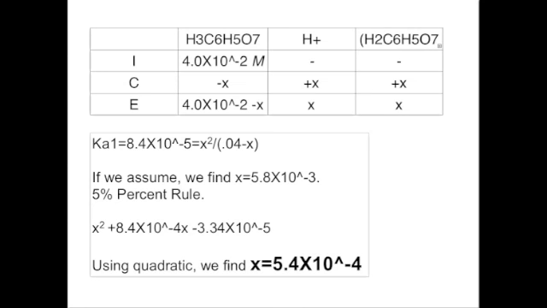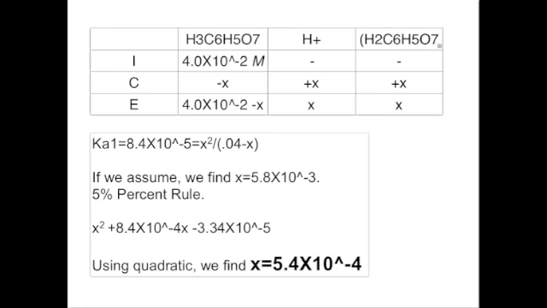And so then when we reach equilibrium, the value for citric acid will be 4.0 times 10 to the negative second minus X, and the molarities of the H plus and the H2C6H5O7 will both be X. So now we're going to do products over reactants, and that would be X squared, since you're doing X times X, over 4.0 times 10 to the negative second minus X. And we know that will be equal to 8.4 times 10 to the negative fifth, because that is the constant.